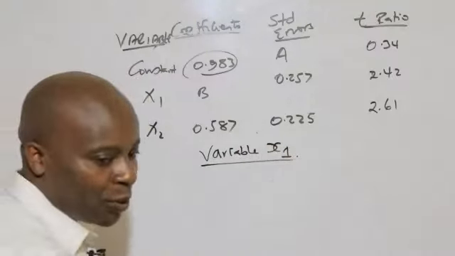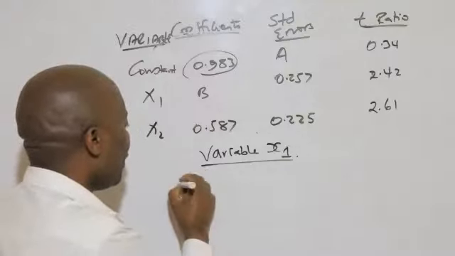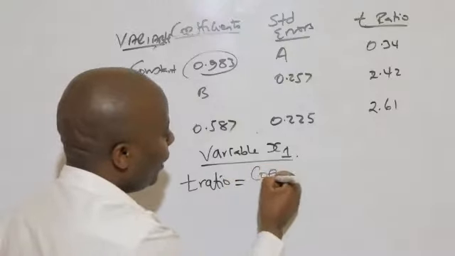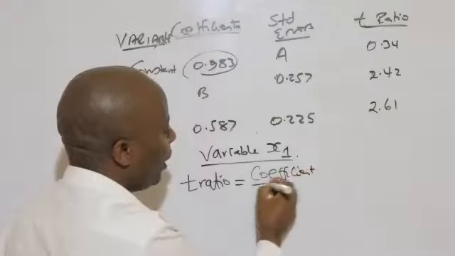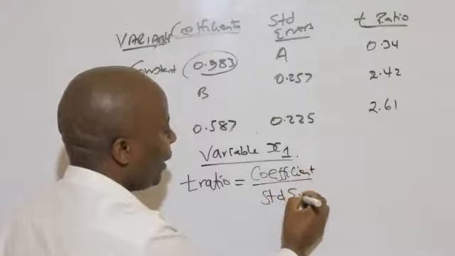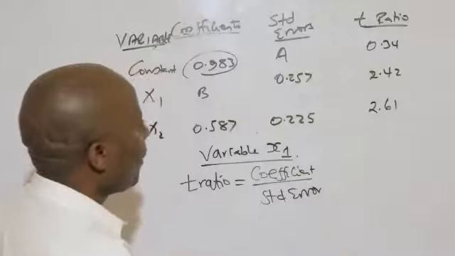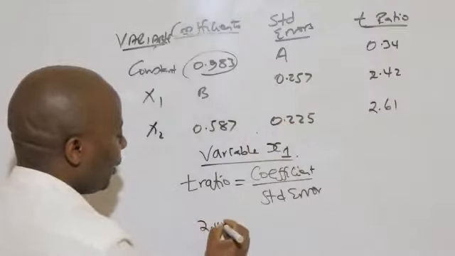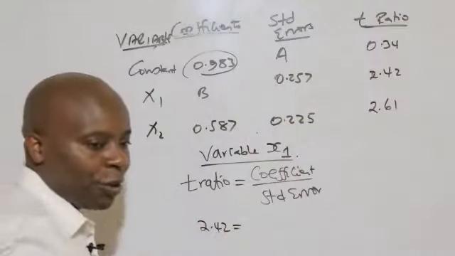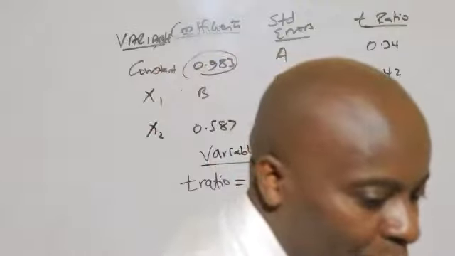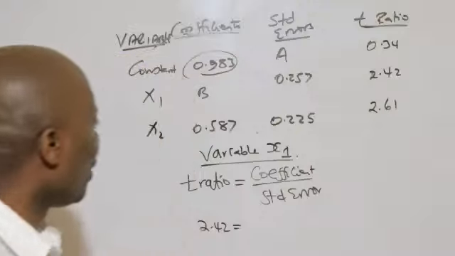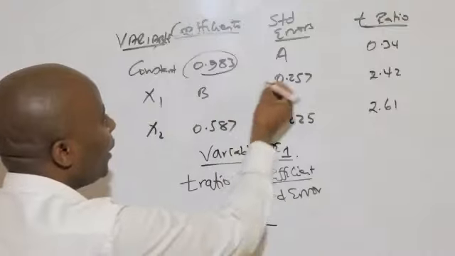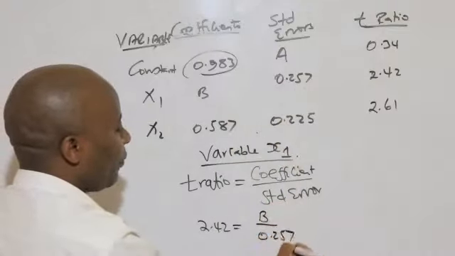So for variable x1, ladies and gentlemen, what do we have? We have our usual formula that the t ratio will be equal to the coefficient divided by the corresponding standard error. For variable x1, the t ratio is 2.42. So then 2.42 will be equal to the coefficient that we don't know, which is B, all over the corresponding standard error, which is 0.257.